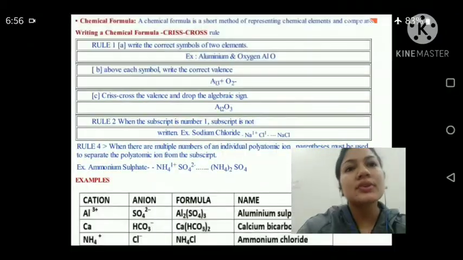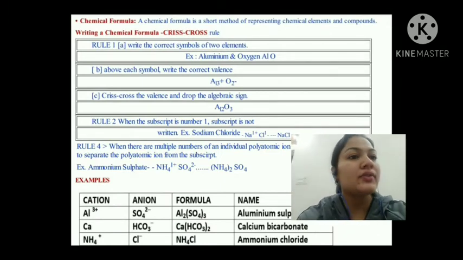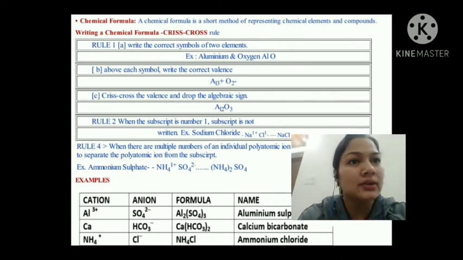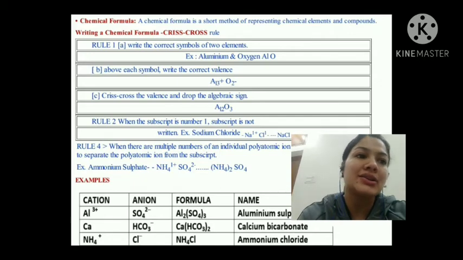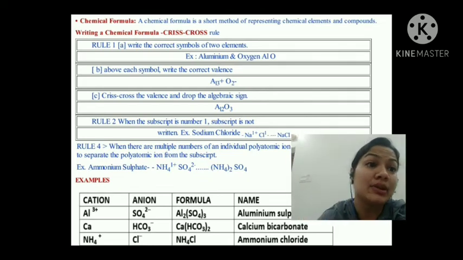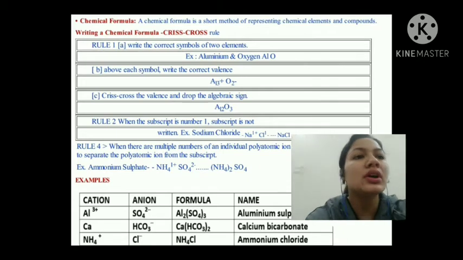So students, now I have already told you how to find out the chemical formula. You can find out yourself. So let's just see the definition. A chemical formula is a short method of representing chemical element and compound. Okay, it is a short method जिससे हम represent कर सकते हैं किसी भी chemical element को और किसी भी compound को.